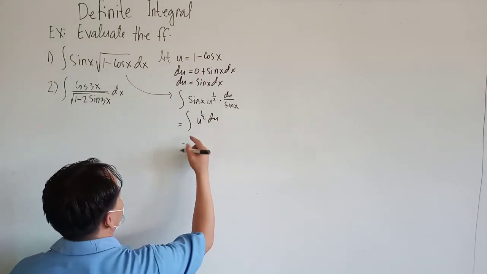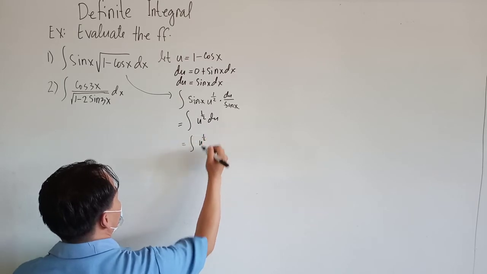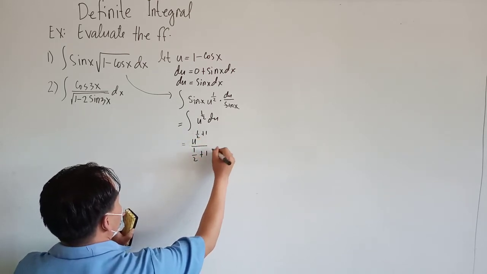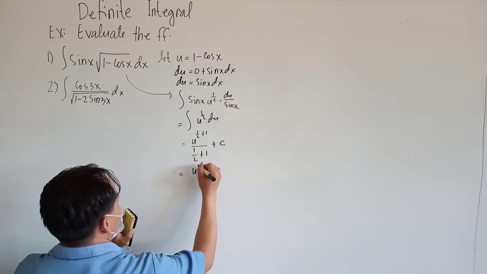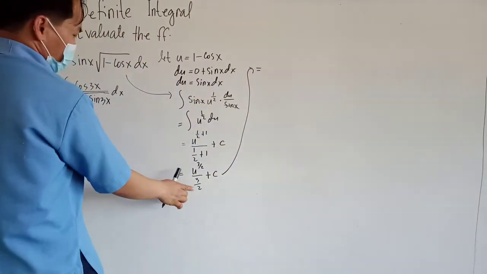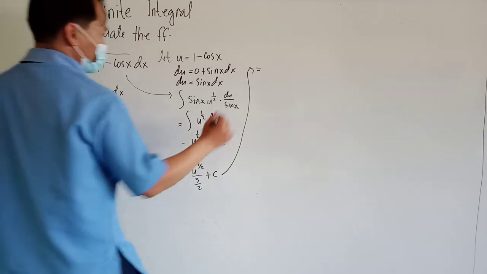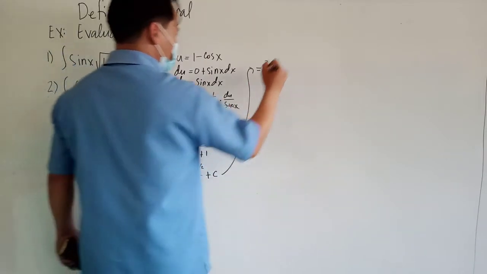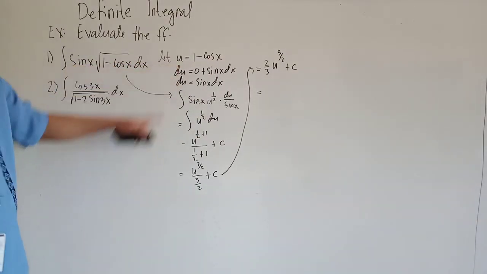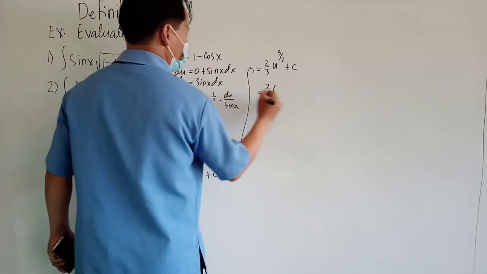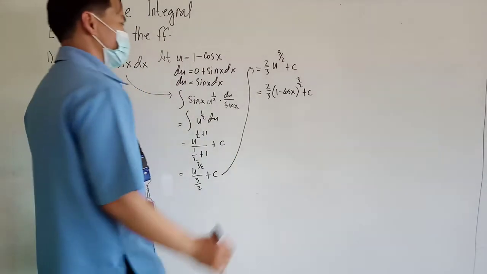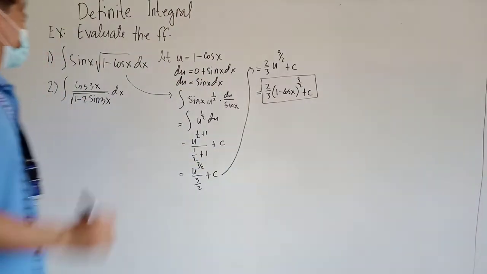So we will now integrate. This will become u to the power of 1/2 plus 1 over 1/2 plus 1, plus c, or u to the power of 3/2 over 3/2 plus c. If we simplify again, get the reciprocal of this one and multiply. So we have 2/3 of u to the power of 3/2 plus c. And we know that the value of u in problem number 1 is 1 minus cos x. So we have 2/3 times the quantity 1 minus cos x to the power of 3/2 plus c. This one is our answer for number 1.